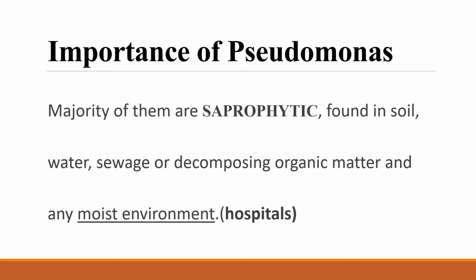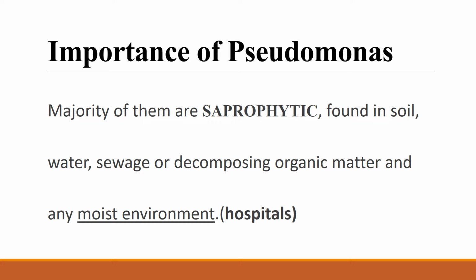So here we are seeing the importance of Pseudomonas. Majority of the Pseudomonas are saprophytic. That means they are found in the environment, and they gain their nutrition from organic material. So decay of organic material is caused by bacteria, and Pseudomonas is one of those different bacteria. So it is found in soil, can be found in water, sewage, or decomposing organic matter, and in any moist environment. So this is the most important point: moist environment.